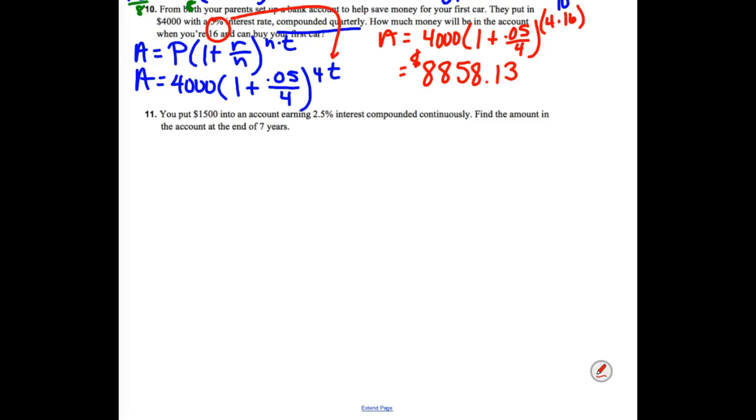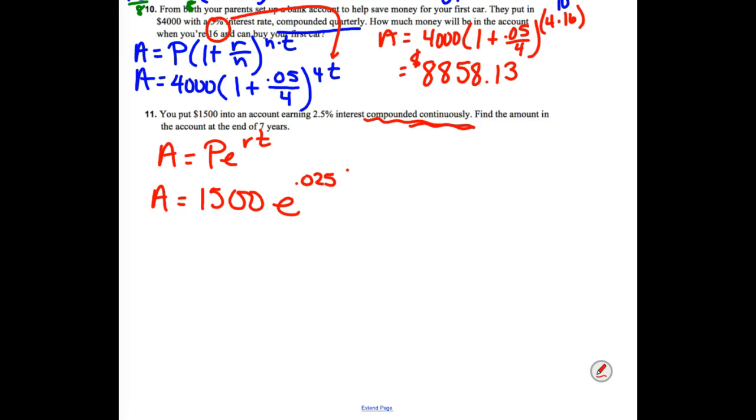All right, our last question. You put $1,500 into an account, earning 2.5% interest compounded continuously. Find the amount in the account at the end of 7 years. So the phrase compound continuously means I have to use my Pert formula. We are looking for the total amount. We know that we are starting, our principal is $1,500. Our interest rate is 2.5%, so 0.025 for T number of years. Okay, that's our model. To solve it, we are going to put 7 in for T.